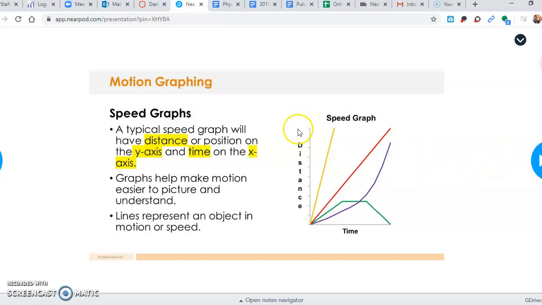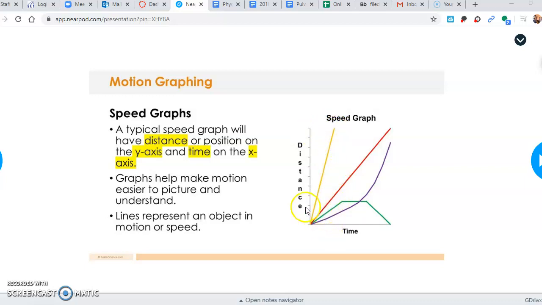Notice that on the y-axis you have your distance, and on the x-axis you have your time. Notice that time can never stop, but distance can stop. On this one, you have this yellow line going a long distance over a short amount of time. So this graph is showing a line that is going fast, because they're covering a long distance over a short amount of time.